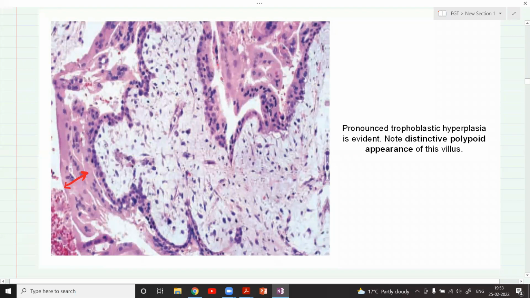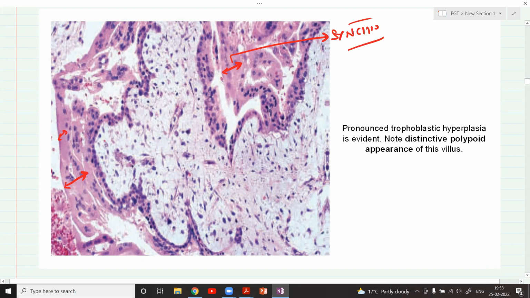What are these cells? Yes, these are trophoblast. But which type of trophoblast? These are the syncytial trophoblast. Why am I saying syncytial? They are multinucleated, but more important, look at their cytoplasm. It is completely eosinophilic. It has a completely different nature altogether.